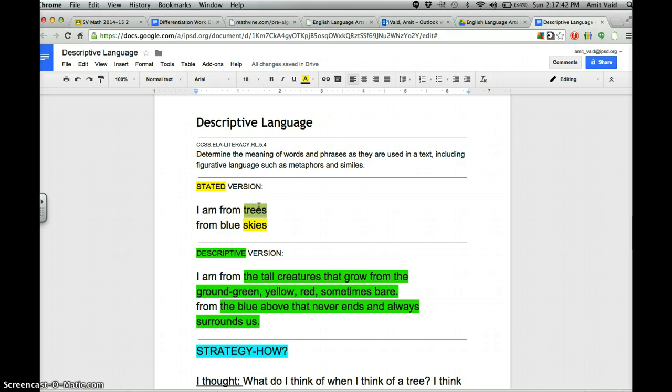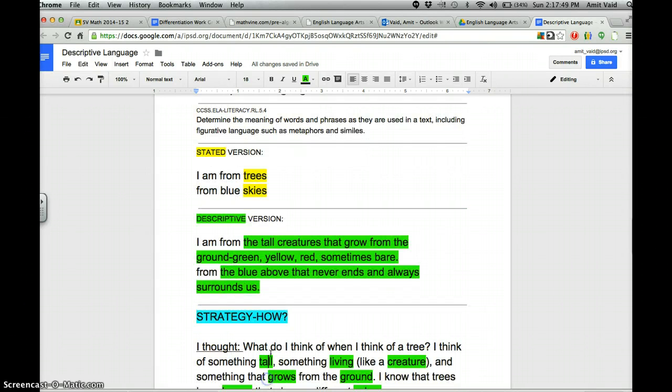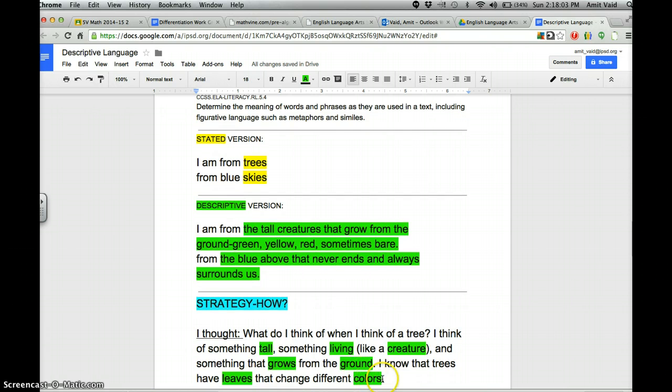I'm going to focus on that first non-descriptive word. What do I think of when I think of a tree? I think of something that is tall, something living. If it's living, it grows, like a creature. I thought of something that grows from the ground. I know that trees have leaves and that they change different colors, and all of these things that I thought of when I thought of a tree, I put into my poem.